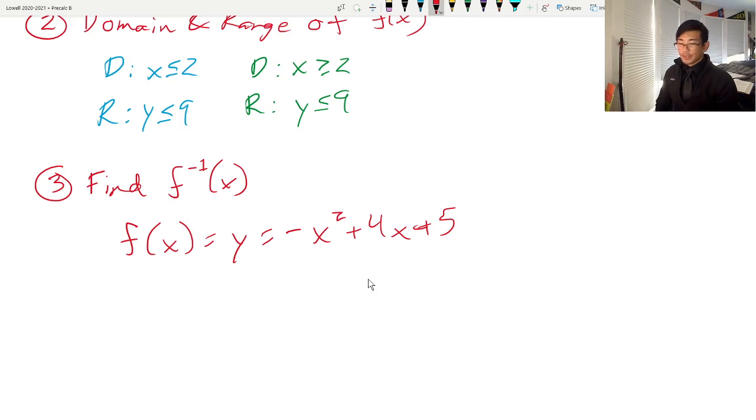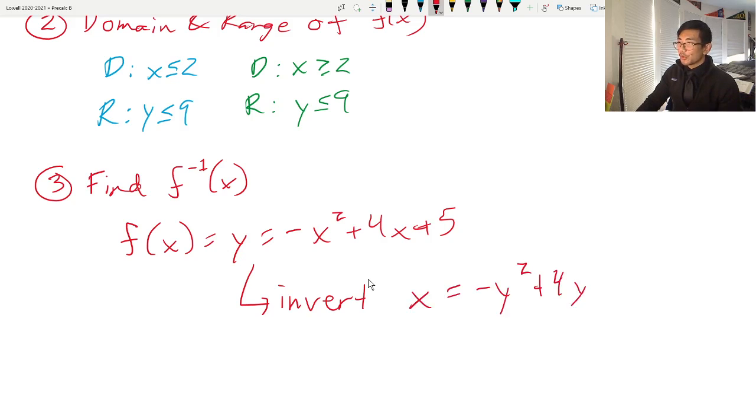The thing that's weird about this one is that if I finally just invert it, meaning switch x and y, you're going to end up with x equals negative y squared plus 4y plus 5. As it stands right now, it's going to be really, really hard to find y, to evaluate y on its own, to get y by itself.